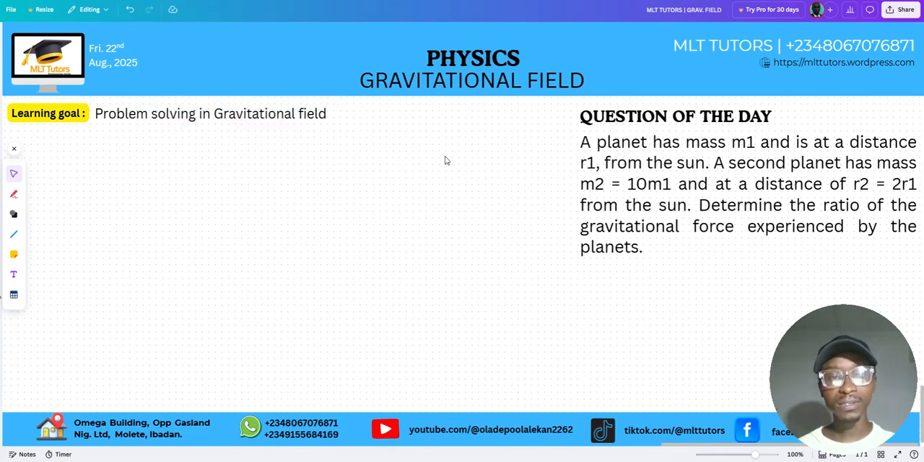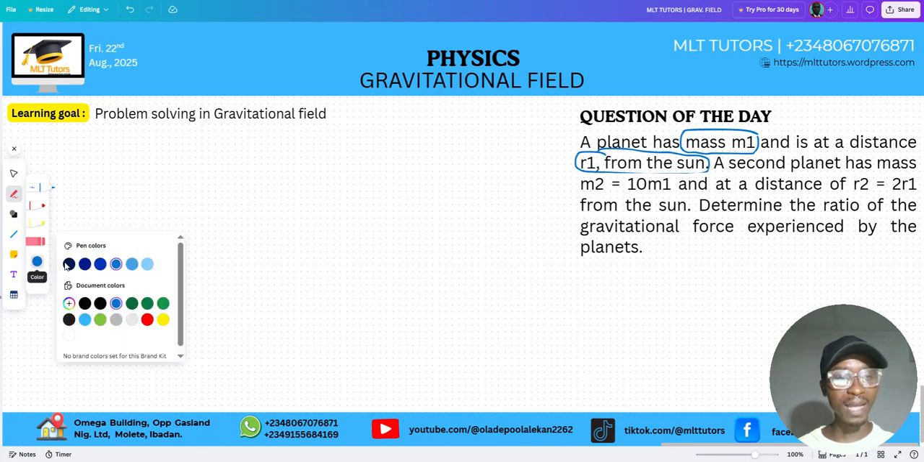All right, so we have the same question here. Let's quickly look at the vital information in the question. A planet has a mass m1. So we have a planet and the mass of the planet is given as m1 and is at a distance. So the distance of the planet from the Sun is actually r1. Okay, so we are comparing the planet and the Sun. Let's put that in diagram.